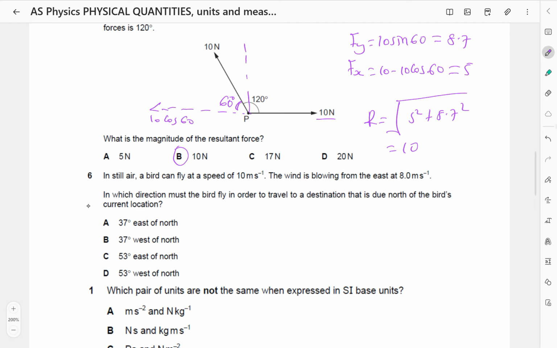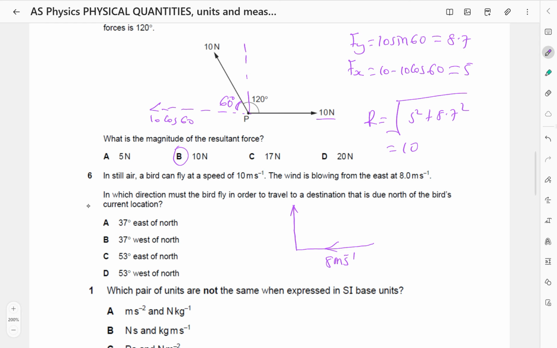So let's say in still air, a bird can fly at a speed of 10 meters per second. The wind is blowing from the east, so the wind is blowing in this direction. It is blowing towards the west at a speed of 8 meters per second. But we want the bird to fly due north.